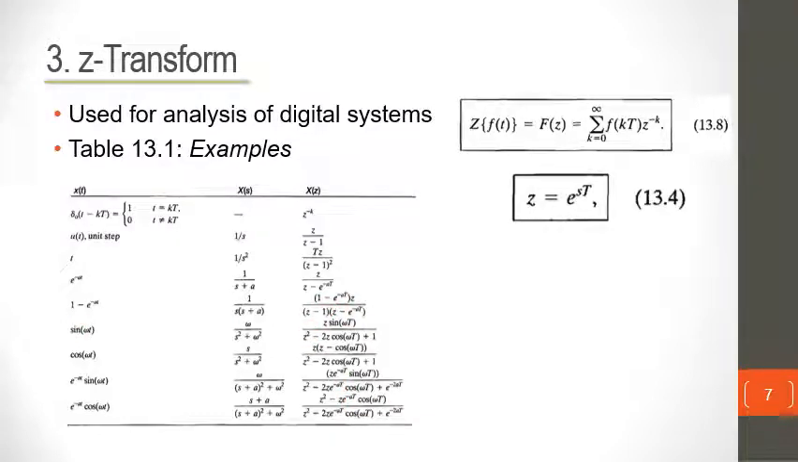So the Z transform, to recap, is important in analyzing digital control systems.